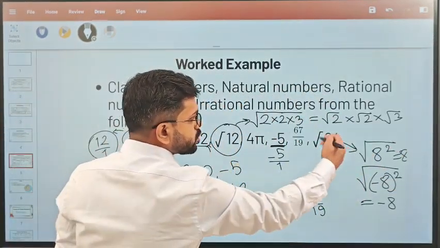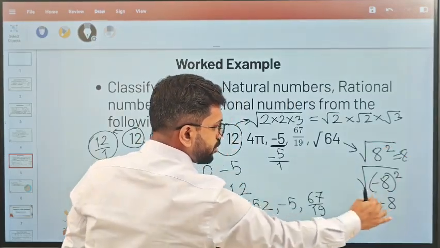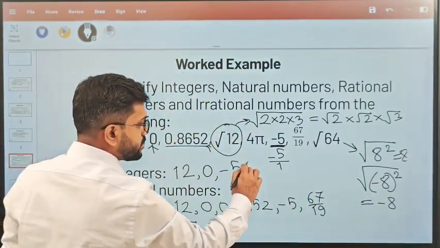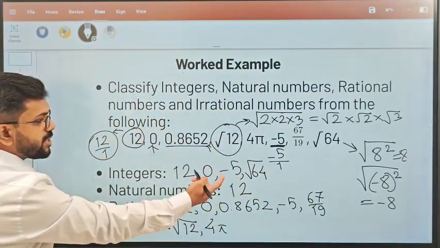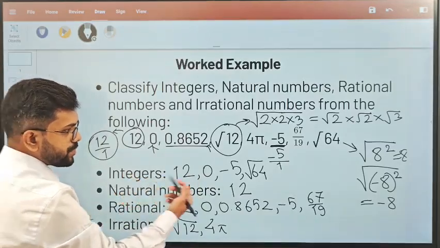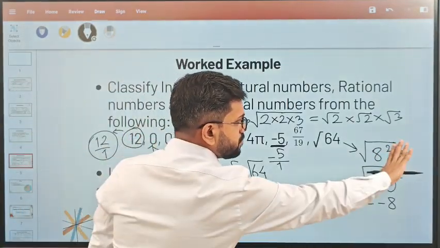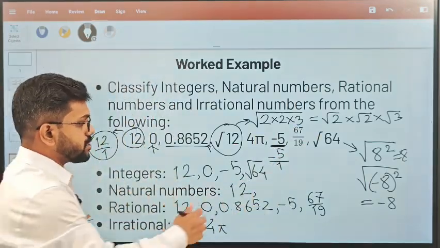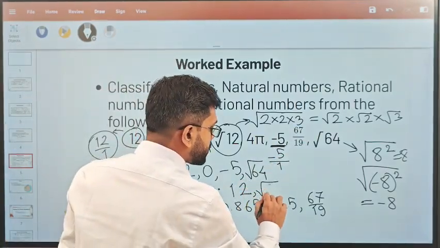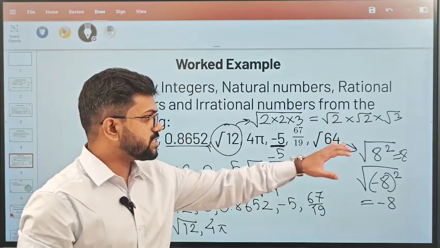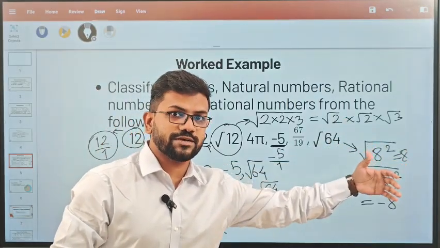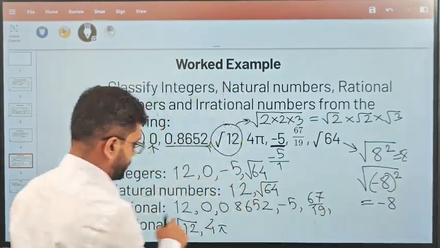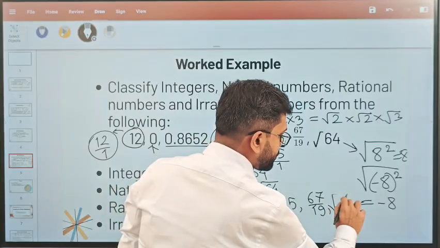Because square root over 64 can be positive 8 or negative 8. So we can write square root over 64, it can be classified as an integer. And if you just consider the positive 8, we can say that this is also a counting number, so it can be a natural number. So square root over 64 can be a natural number. And since it can be represented as a fraction, we can say that this is a rational number as well.